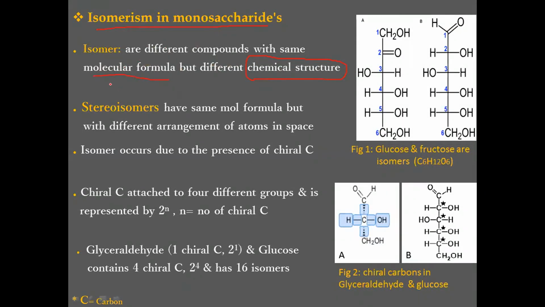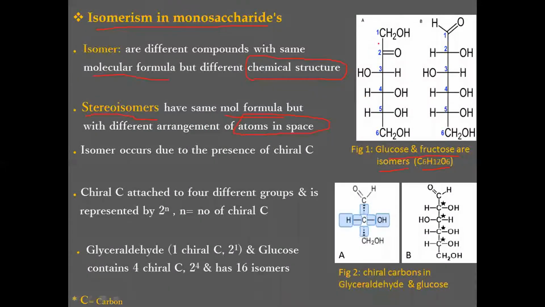The most important types of isomers are stereoisomers, which have the same molecular formula but a different arrangement of atoms in space. So the formula may be the same, but their arrangement of atoms in space is different. In figure 1, you can see glucose and fructose, which are isomers of each other because they have the same molecular formula C6H12O6, but their chemical structure and arrangement of atoms in space are different.